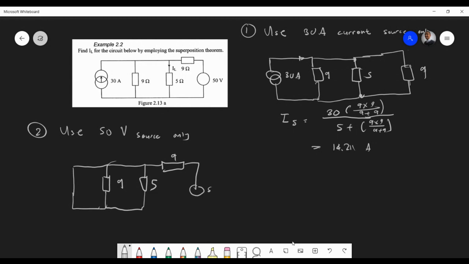We've got 50 volts. We're happy, right? So again, we're looking for this current over here. It's not as simple as the previous one. So what we have to first do now is make this into a simple series circuit. And what we're going to do, we're going to say 9 is parallel with the 5. So that's 9 times 5 over 9 plus 5. What does that give me?